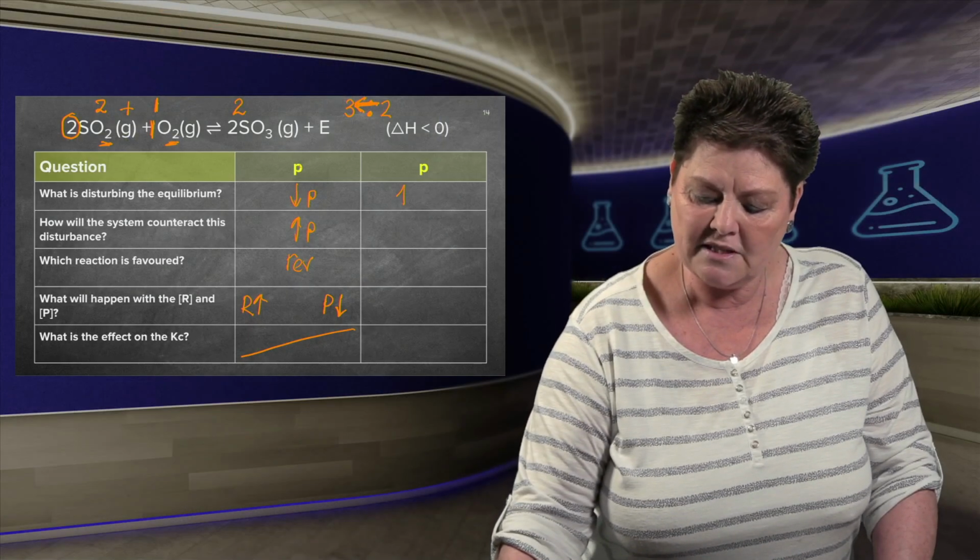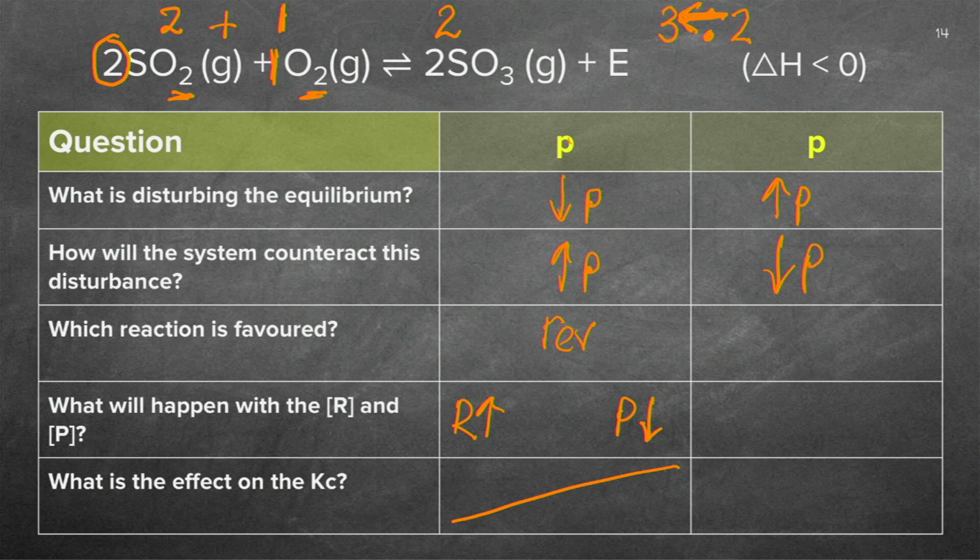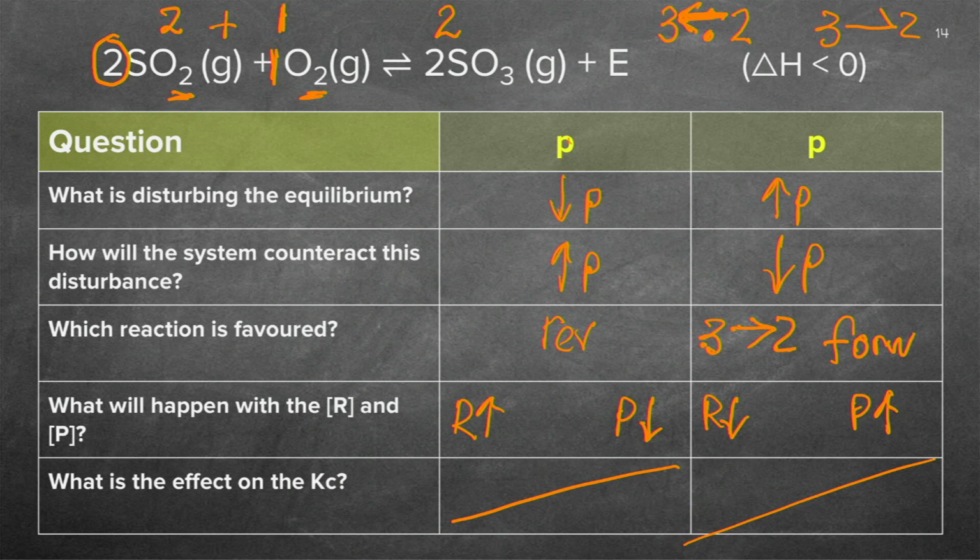I'm going to increase the pressure. Remember, mother-in-law wants to decrease the pressure. To decrease the pressure, it will go from 3 to 2. And you can actually write that relationship down. You can say 3 to 2, which will be the forward reaction. It will decrease the reactants and it will increase the products, and no influence on the Kc.